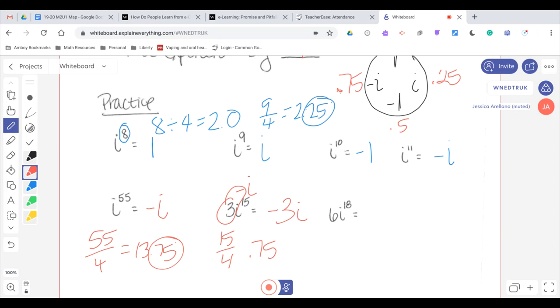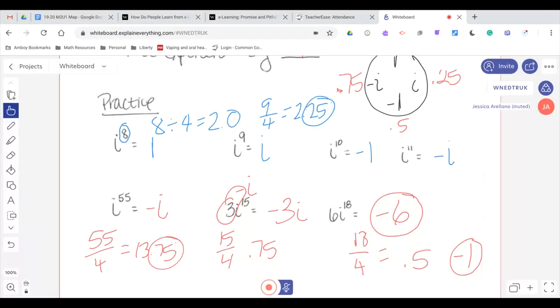And my last one, I'm going to do 18 divided by 4, which ends in 0.5. So that means my i is now actually a -1. But again, with this 6 here, it's actually -6. And that changes things big time. Instead of having an imaginary number now, I have an actual answer that I can use towards further things. And that is how we use that power of i wheel.